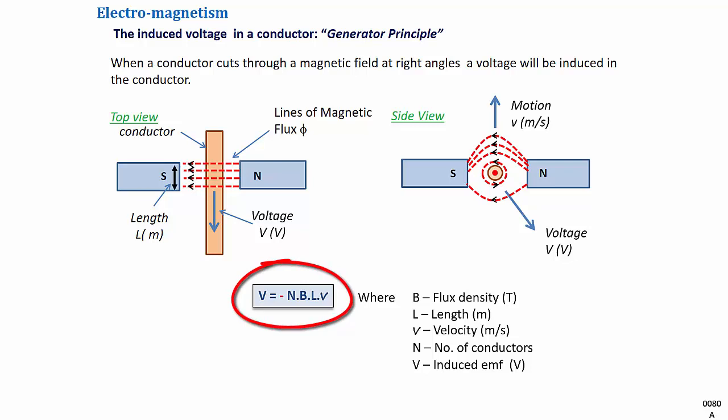The induced voltage may be calculated by taking the product of the above 4 factors. So V equals minus N times B times L times v. The minus sign comes from understanding Lenz's law, to be discussed later. The direction of the induced voltage may be determined using Fleming's right-hand rule.